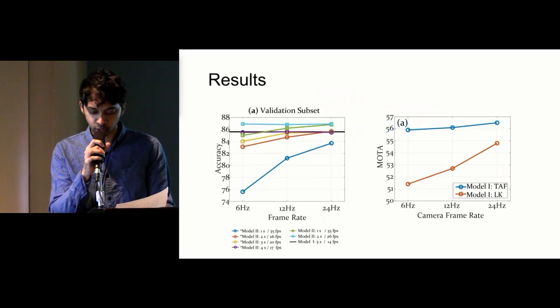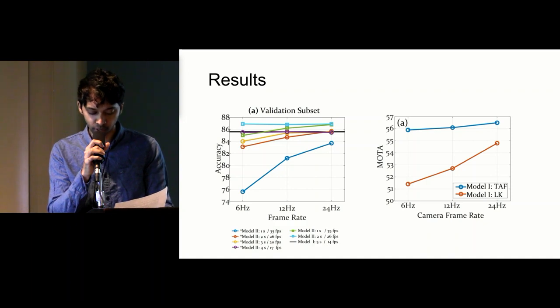We did experiments where we simulated low frame rate cameras such as 6, 12, and 24 hertz. On the right, we tested the accuracy against the baseline KLT method, and we observed that the TAFs are able to outperform Lucas-Kanade, especially with a large motion brought about by the lower frame rate. On the left, we have a subset of the validation dataset, and the results show that we were able to outperform the non-recurrent approach with better accuracy to computation ratio.